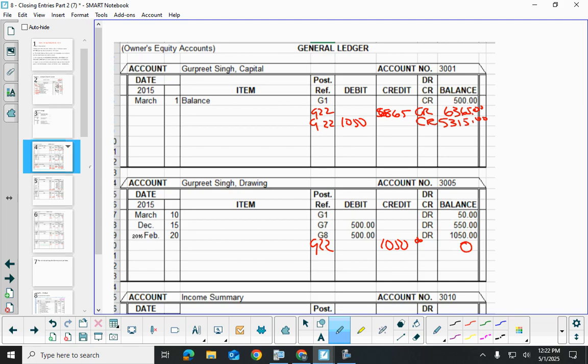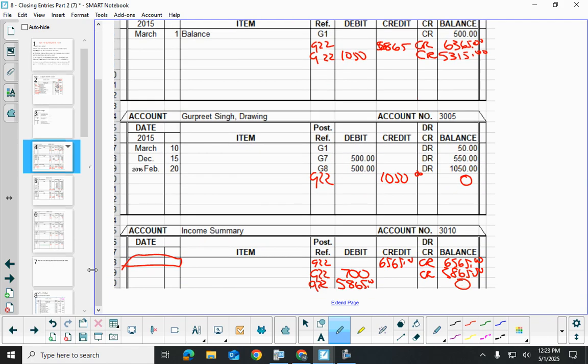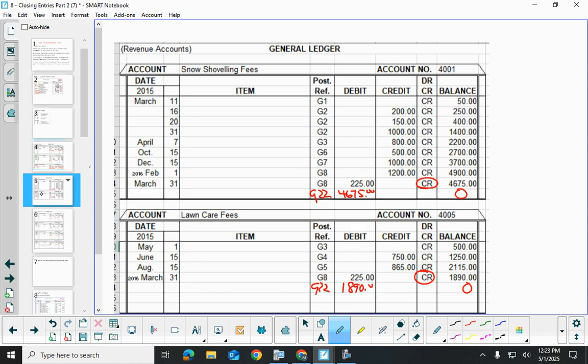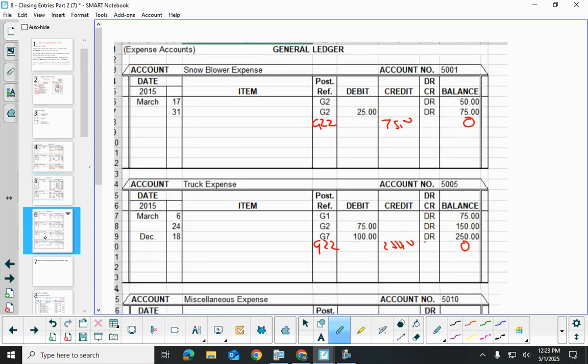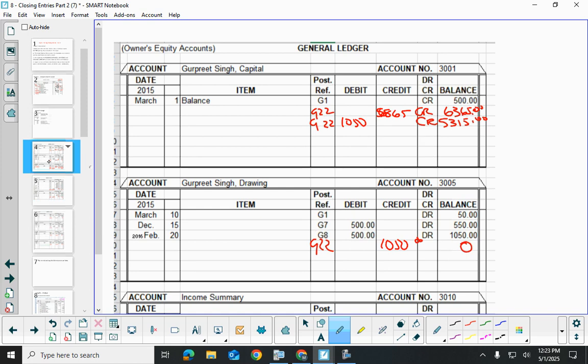a 0 balance. So once you're done, drawings will be 0, income summary will be 0, revenues will be 0, expenses will be 0, capital will be changed, not 0. Okay, so this is new. Everything else will be zeros. Okay, so that's that piece.